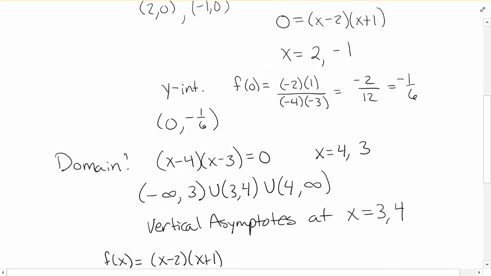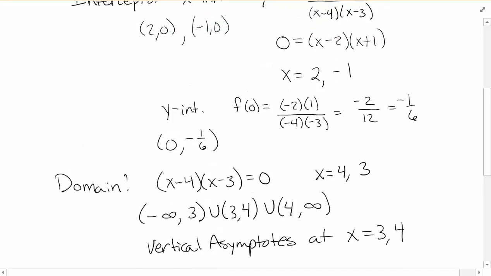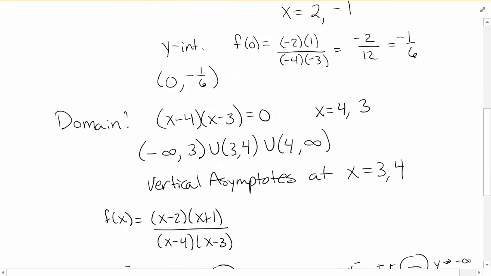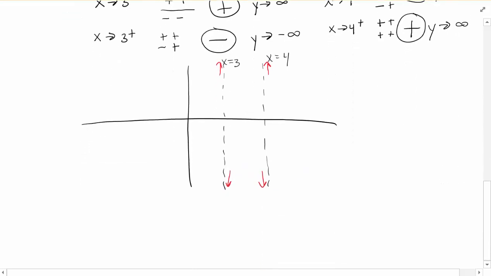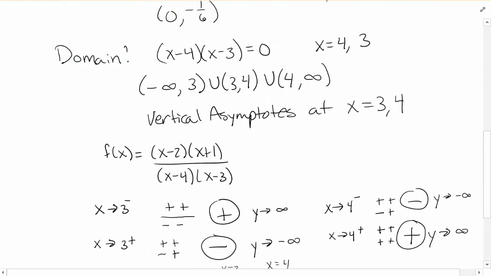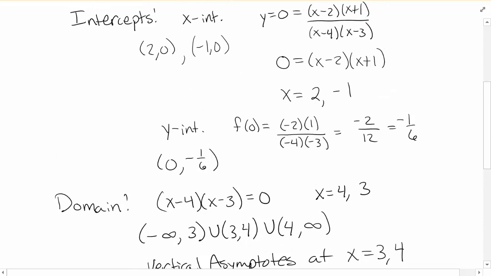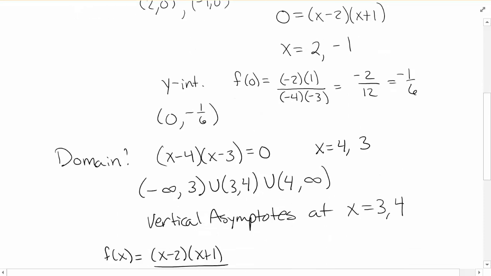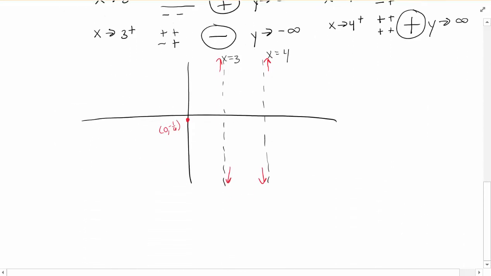We had that (0, -1/6) was the y-intercept. So let me add that to the graph. So (0, -1/6) is going to be like right there. And then I had 2 zeros, or 2 x-intercepts, and those were at (2, 0) and (-1, 0). So (2, 0) is right about there. So there's (2, 0). And (-1, 0), let's say, is right about there.